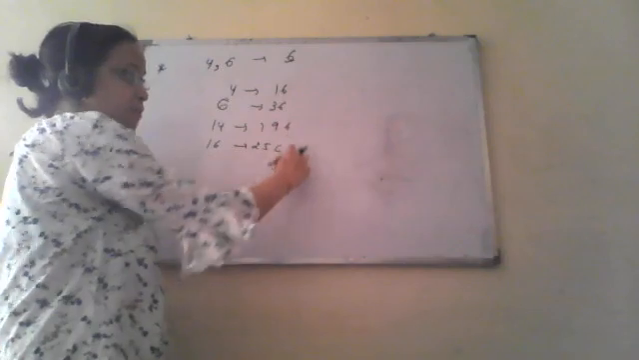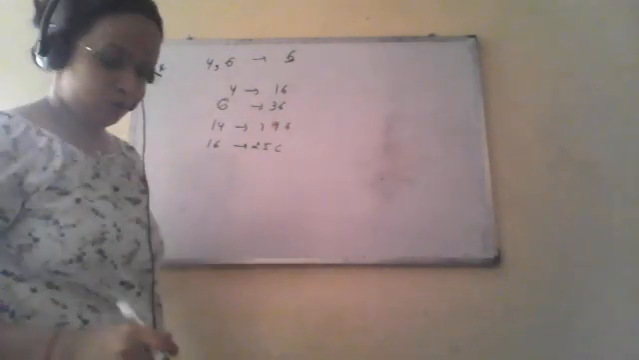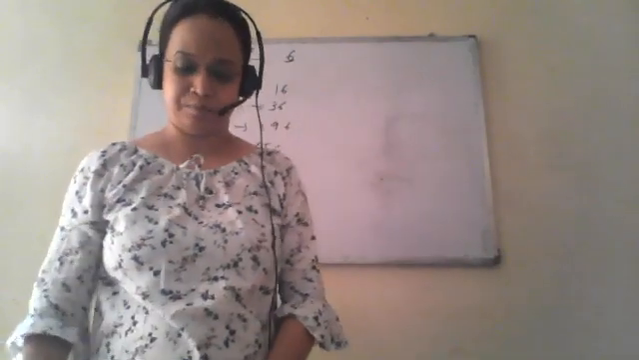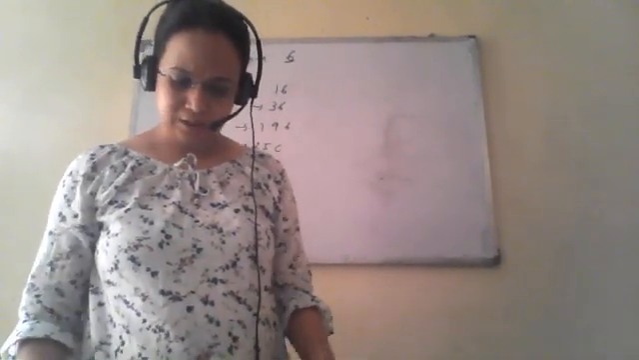Their square will end up having 6 at their unit place. So this is a thing you have to keep in mind. Clear?